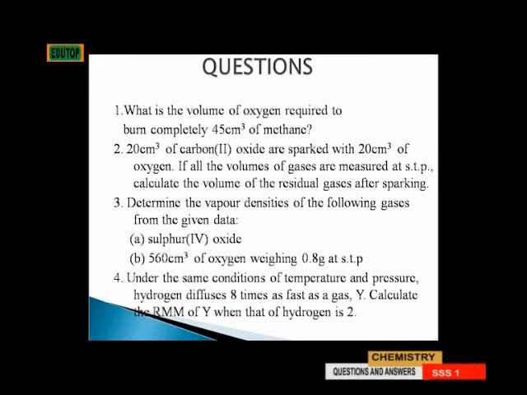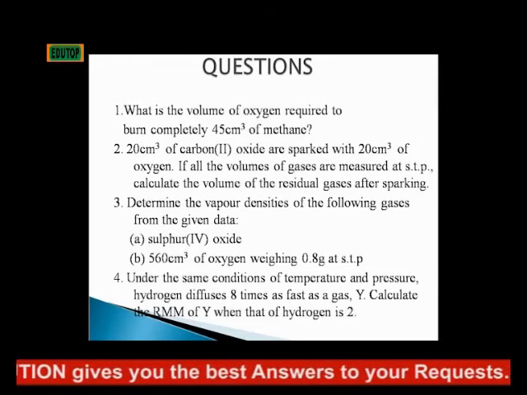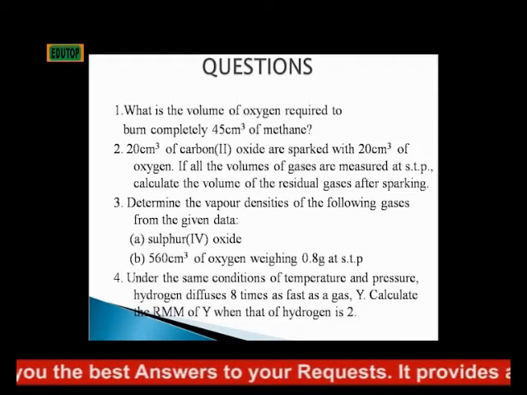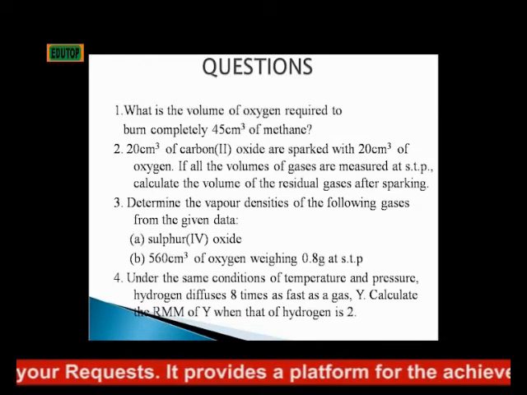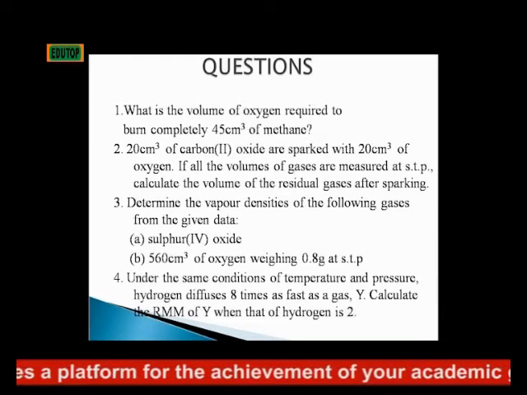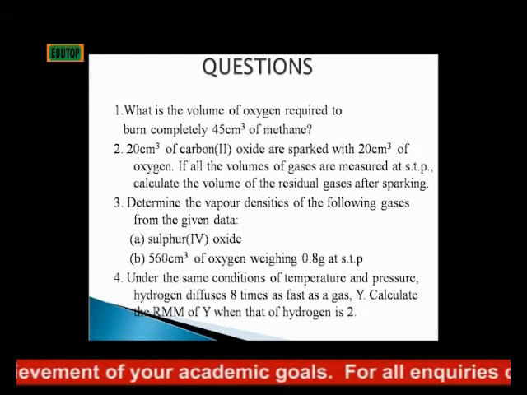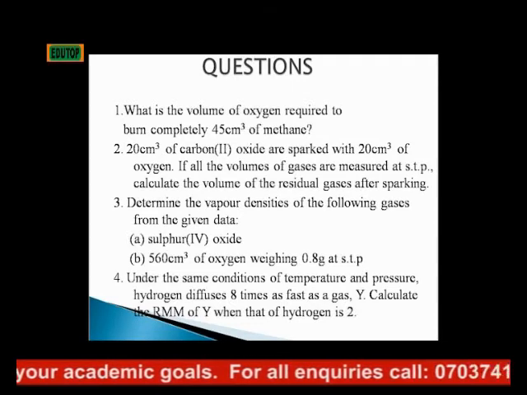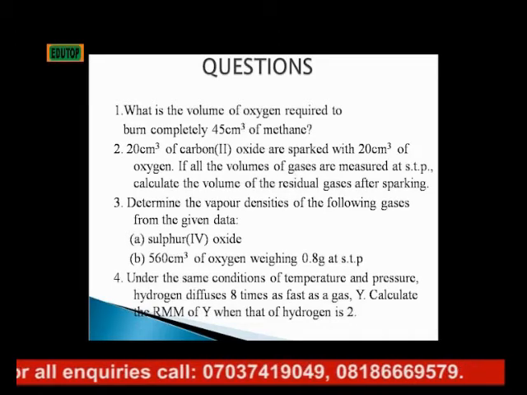Number 3, determine the vapor densities of the following gases from the given data. A. Sulfur 4 oxide. B. 560 cm³ of oxygen weighing 0.8 gram at STP. Question number 4. Under the same conditions of temperature and pressure, hydrogen gas diffuses 8 times as fast as a gas Y. Calculate the relative molecular mass of Y when the hydrogen is 2.